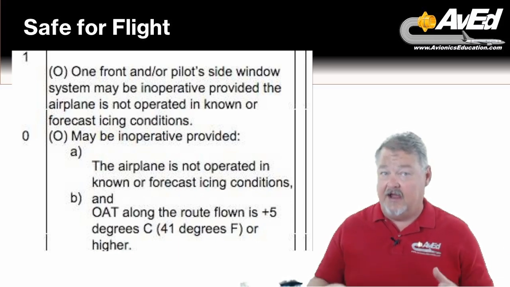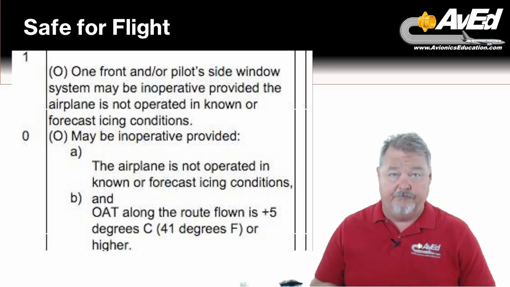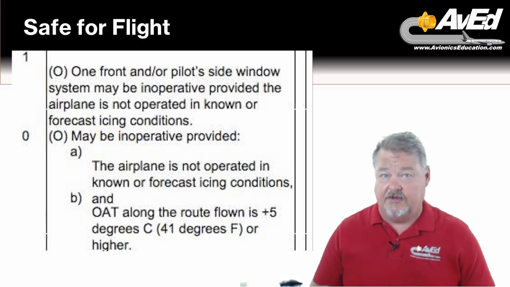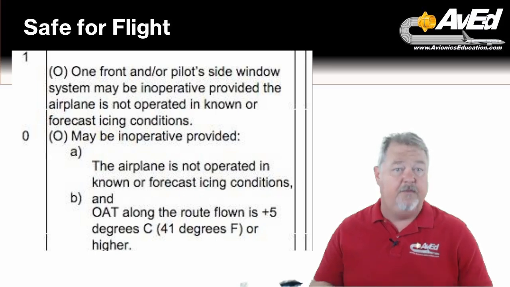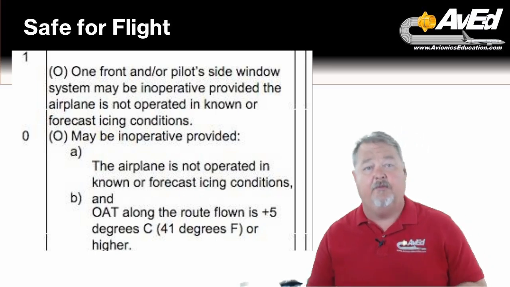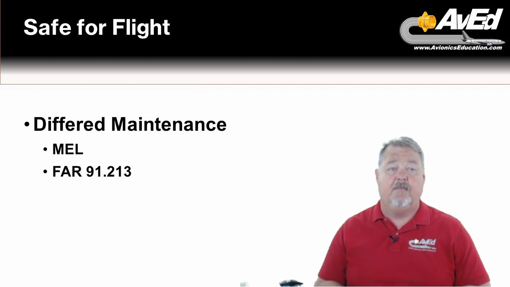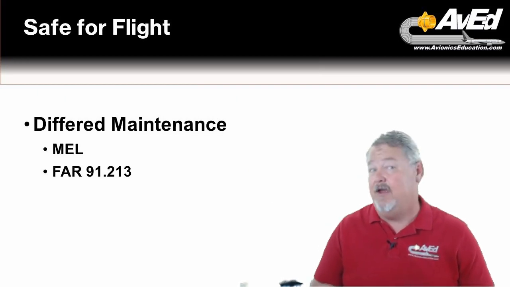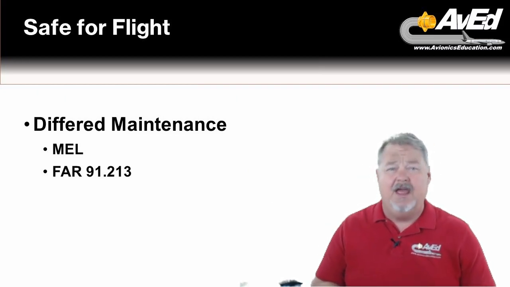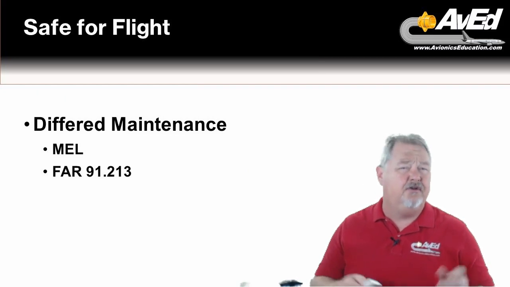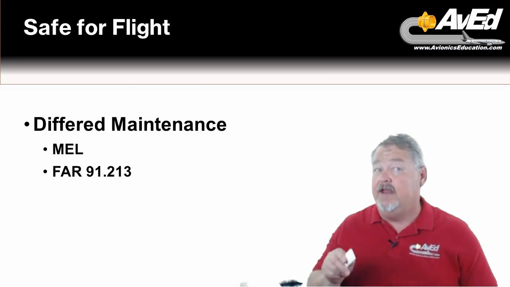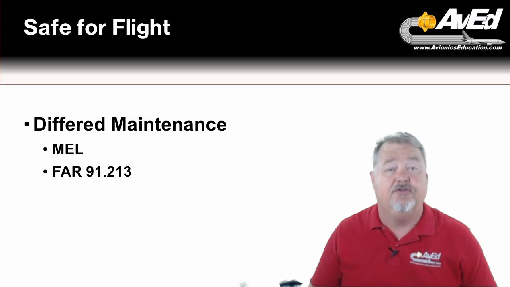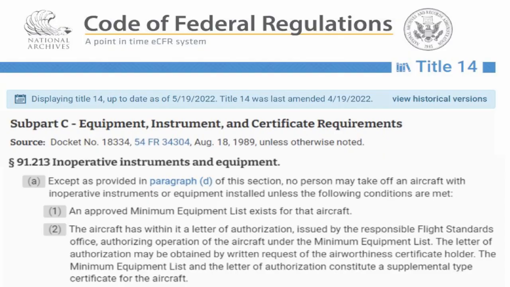Therefore, at that time, the aircraft is unairworthy. However, if it was non-icing conditions, clear conditions for the flight, then it would be safe and the pilot could take it, and the aircraft would be considered airworthy. Now, if the aircraft does not have a master MEL available, as most general aviation aircraft do not, there is relief in FAR 91-213 that will allow a pilot to determine that the aircraft is safe for continued flight.